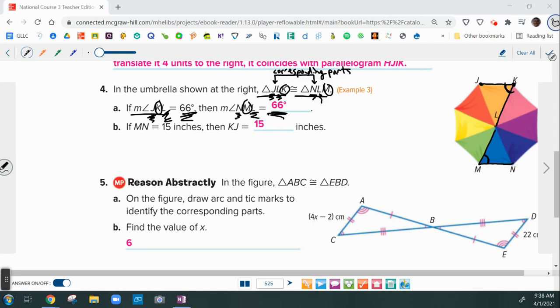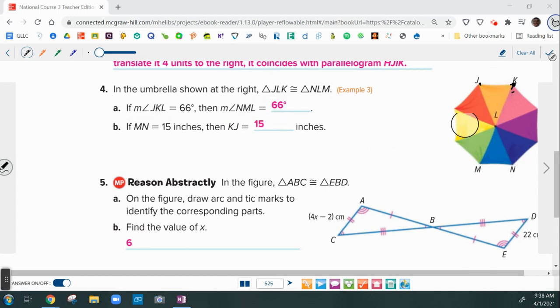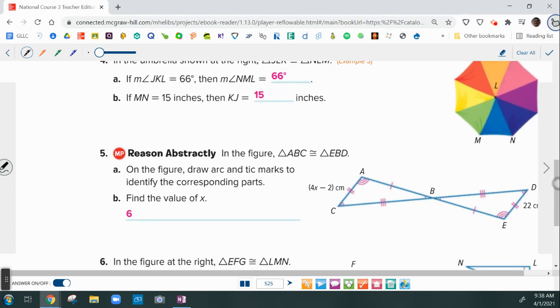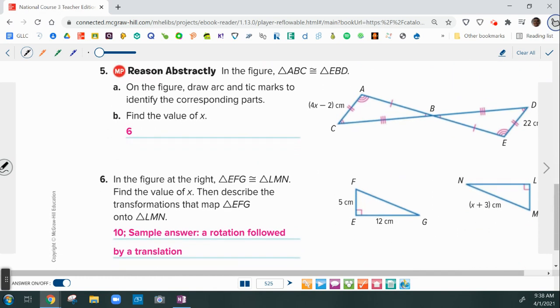All right, and you can follow that same method for getting the length of line segment KJ. Corresponding parts are always in the same position. Good work so far. Hopefully you're understanding. Now we get to the fun ones.